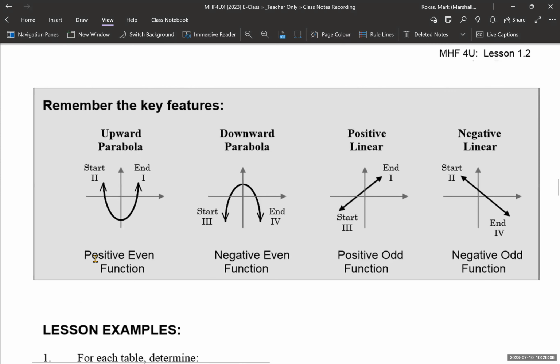All right. So remember your key features, right? If it's a positive even function, it starts in quadrant 2, ends in quadrant 1. If it's a negative leading coefficient, it starts in quadrant 3 and ends in quadrant 4. And if it's an odd function with a positive leading coefficient, it starts in 3, ends in 1. And if it's a negative leading coefficient for an odd function, it starts in 2 and ends in 4. So you can always use the parabola and the line as your basis for helping you remember these key features.